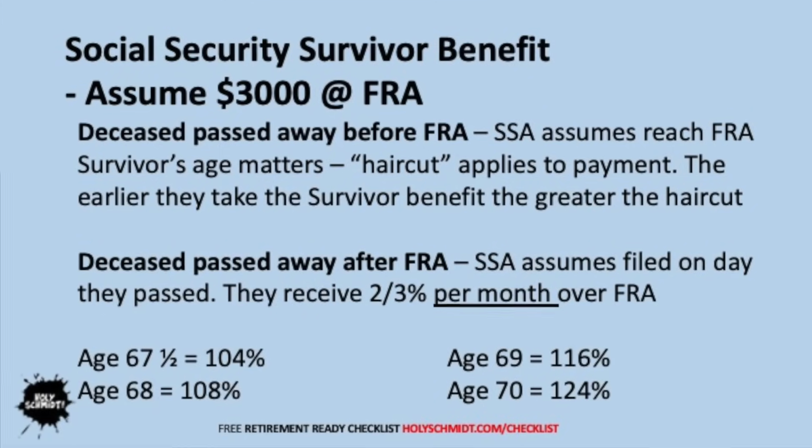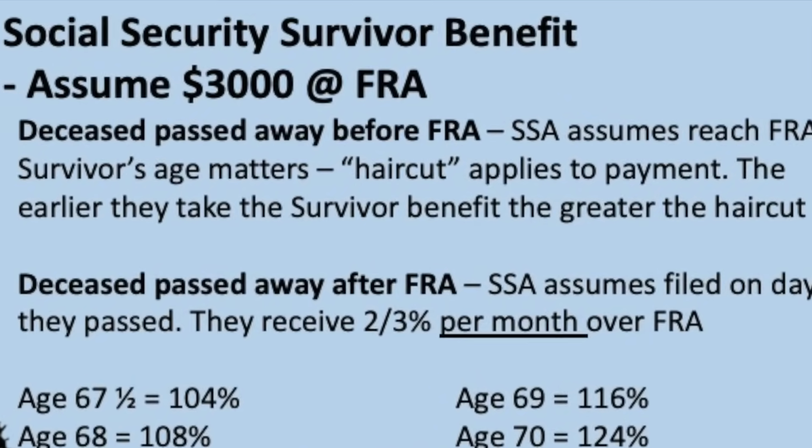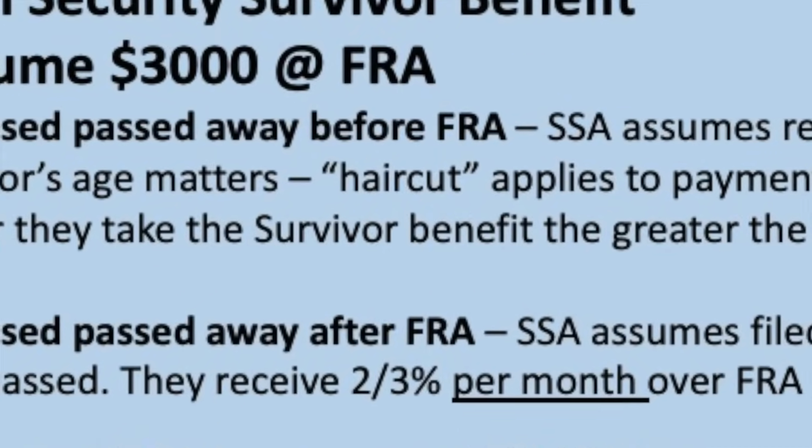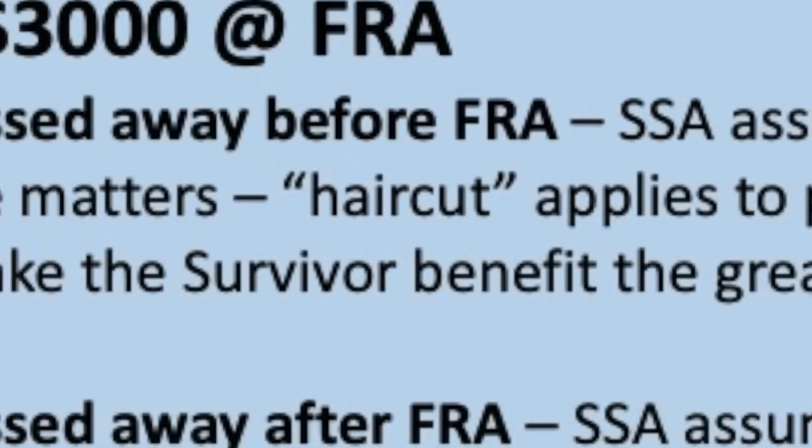And as you'll see in a moment, the survivor can claim the Social Security survivor benefit as early as age 60, even 50 if they're disabled. But I will say, if the survivor claims it before they themselves reach full retirement age, there is a haircut on the amount that they would be due. So in this instance, you have a $3,000 payment. That's the unadjusted amount.